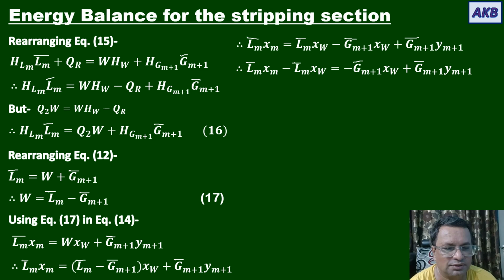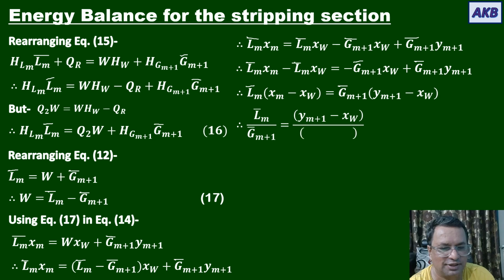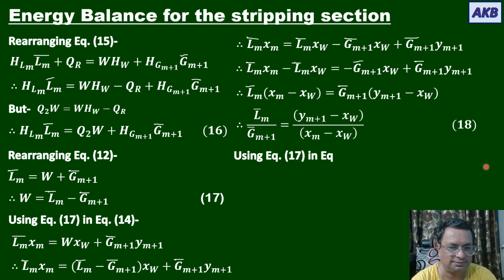Okay, so now on the left hand side we will take L bar M common, so L bar M into XM minus XW. On the other side we will take G bar M plus 1 common, so it will be G bar M plus 1 into YM plus 1 minus XW. And now we will arrange the equation like L bar M divided by G bar M plus 1 is YM plus 1 minus XW divided by XM minus XW, and I am calling this equation number 18. Okay, so this is one thing.